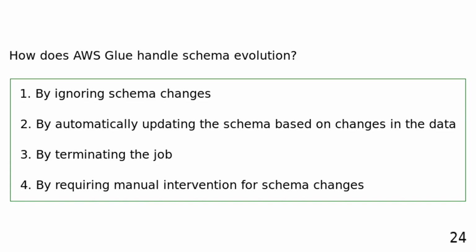How does AWS Glue handle schema evolution? By ignoring schema changes. By automatically updating the schema based on changes in the data. By terminating the job. By requiring manual intervention for schema changes.